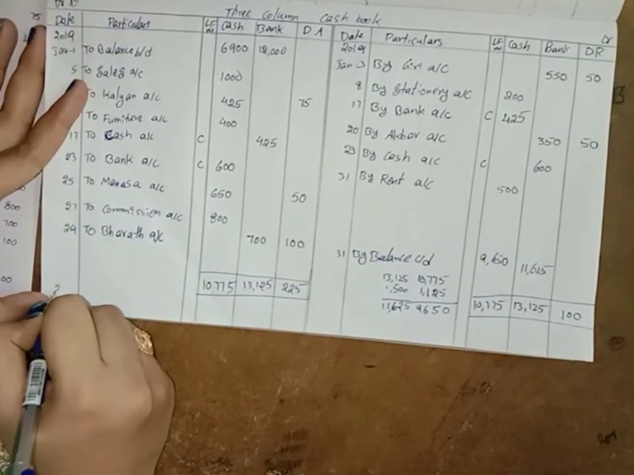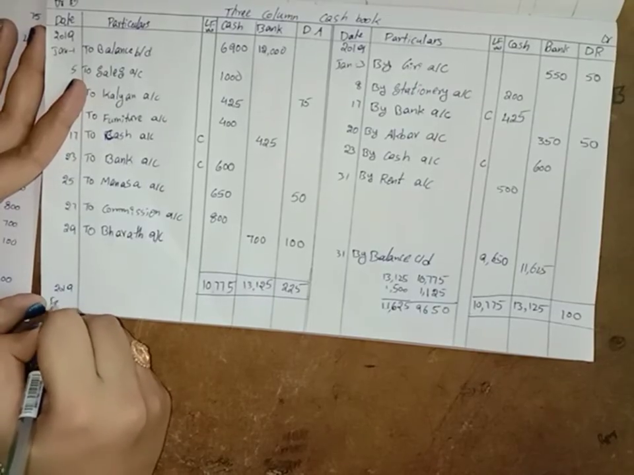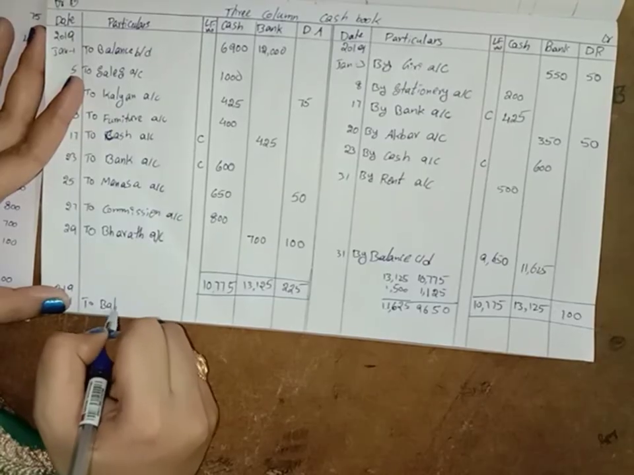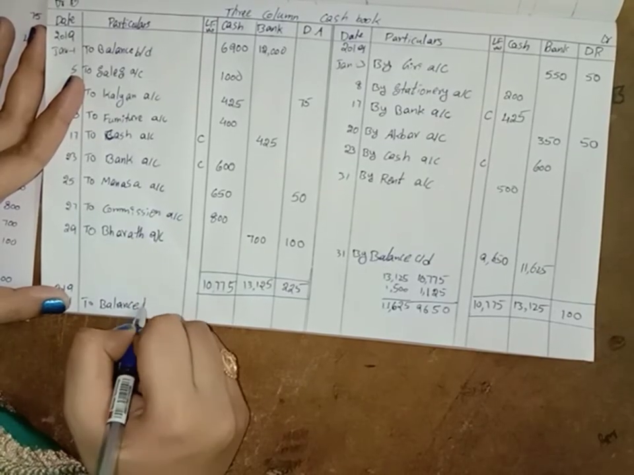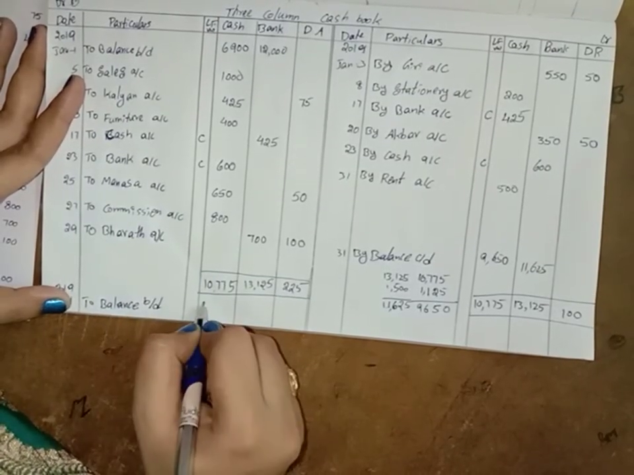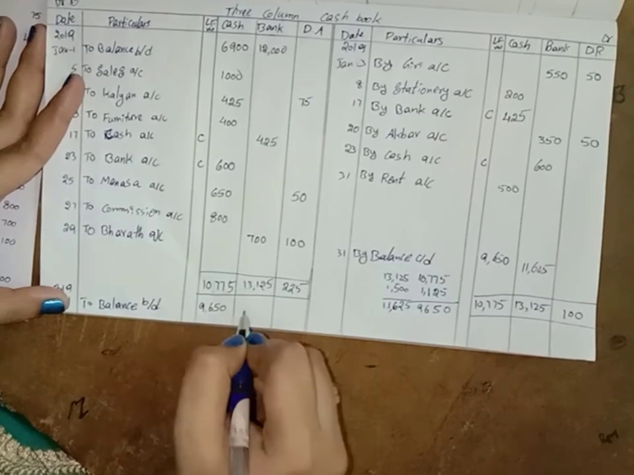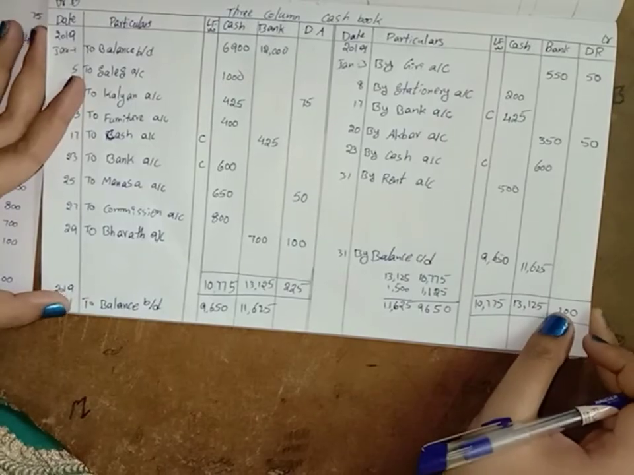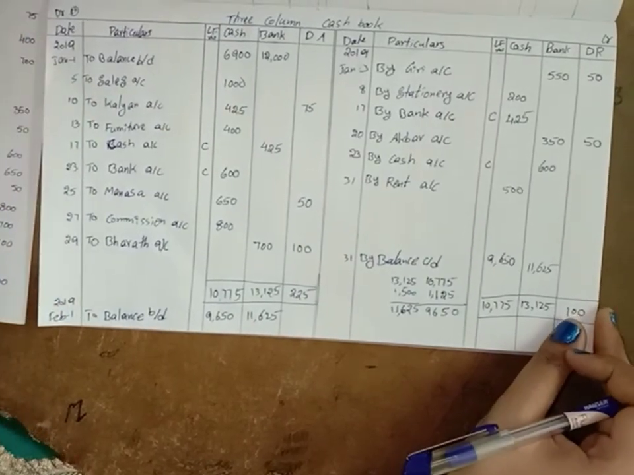First, 2019, February 1st, to balance brought down, 9,650 and 11,625. So this is our 10th sum of cash book.